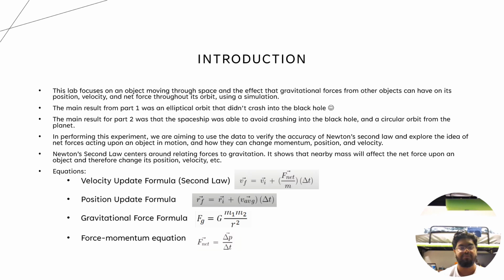So to start off, I'll introduce the lab. This lab focused on an object moving through space and the effect that gravitational forces can have on its position, velocity, net force, and momentum. The main result from part 1 was an elliptical orbit that didn't crash into a black hole. The main result for part 2 was a spaceship that was able to avoid crashing into the black hole and a circular orbit from the planet.